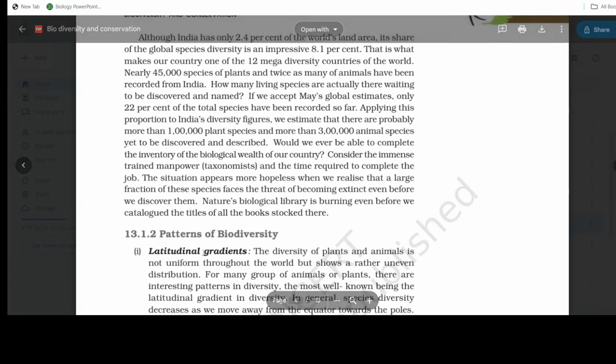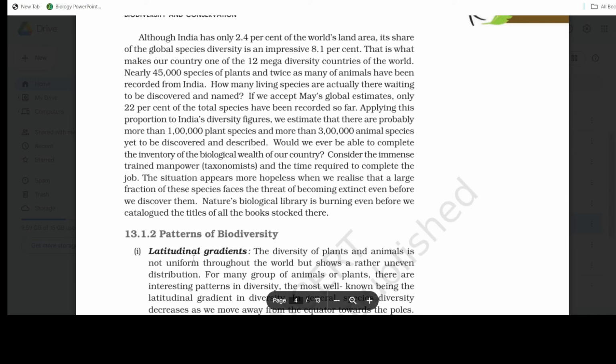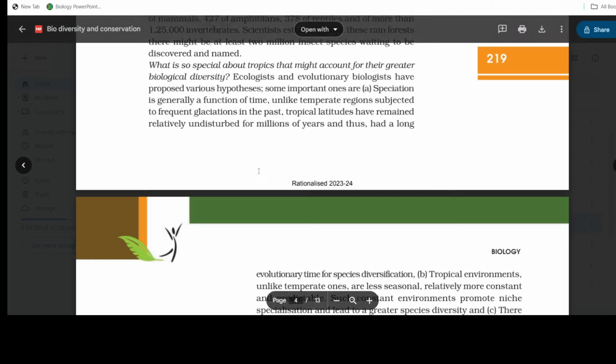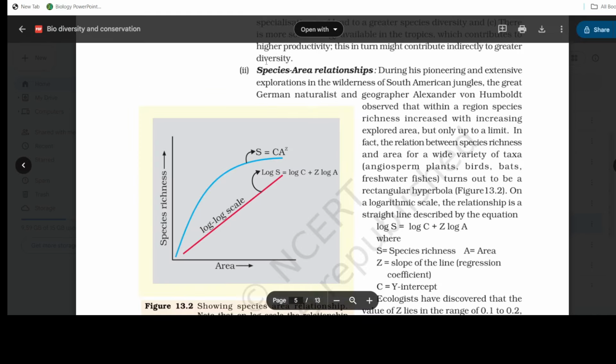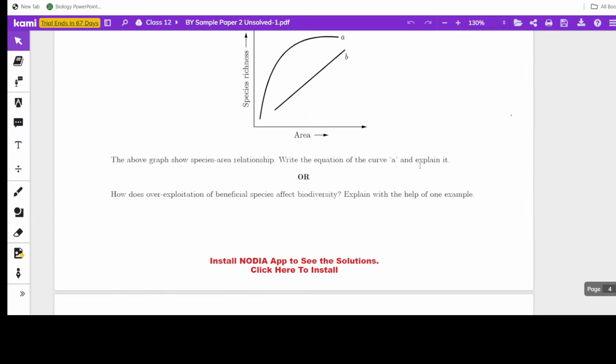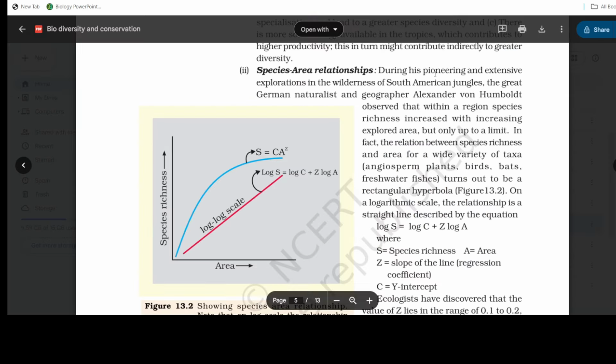Patterns of biodiversity. We have latitudinal gradients. Latitude affects the species richness in a particular area. And next, species area relationship can be interpreted or can be plotted in a graph, and we get a graph like this. Okay, now let's check the question. We have to explain this curve A. We have to explain this hyperbola A. Let's see how to explain it.